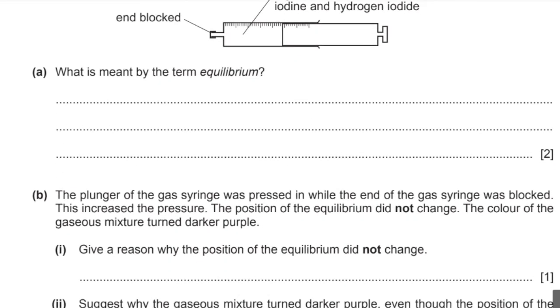So start by writing the definition of equilibrium. Since the rate of forward reaction and backward reaction are the same, the concentrations of products and reactants remain the same.